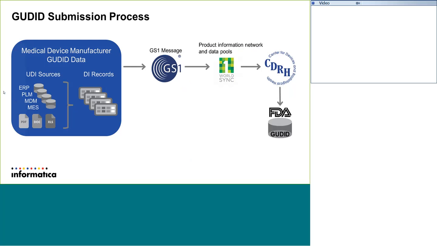The benefit of this option is for those labelers that already use it in their business processes. It can reduce development costs of building a new point-to-point integration and speed up new device introduction. In this option, the submission message format is GS1, which is the global standard for identifying, capturing, and sharing product information.